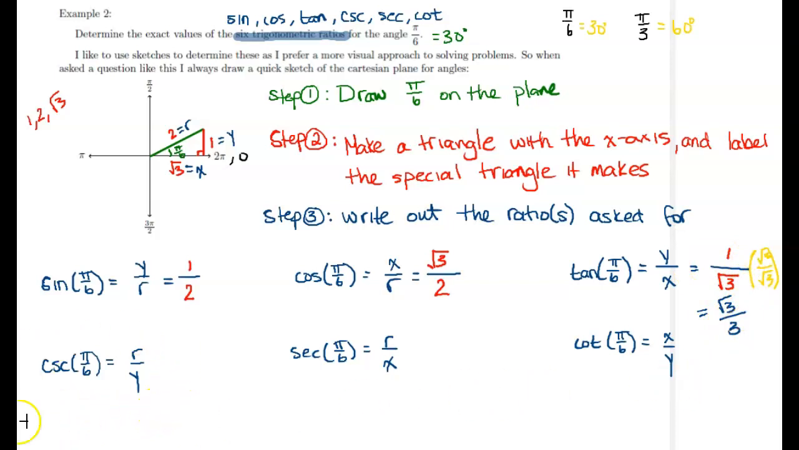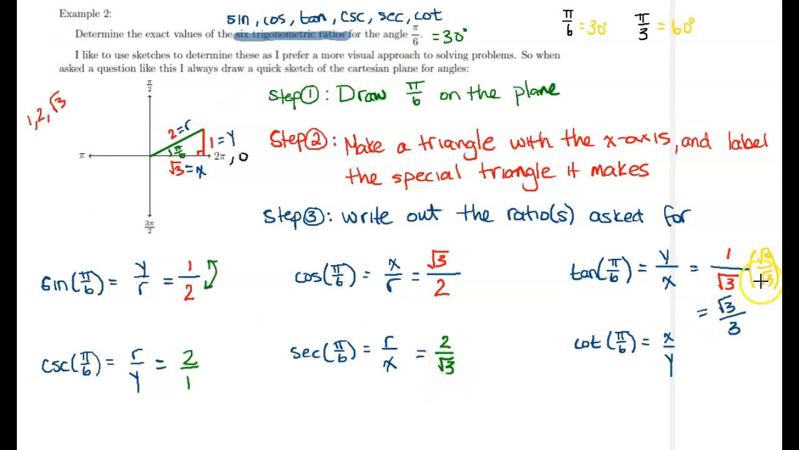Next up, we are going to find the reciprocal of sine, which is cosecant. But the nice thing is, we already have the ratios. All we have to do is flip them. So for cosecant, instead of 1 over 2, it's going to be 2 over 1. Instead of root 3 over 2, it's actually going to be 2 over root 3. But we're not allowed to have a radical on the bottom, are we?